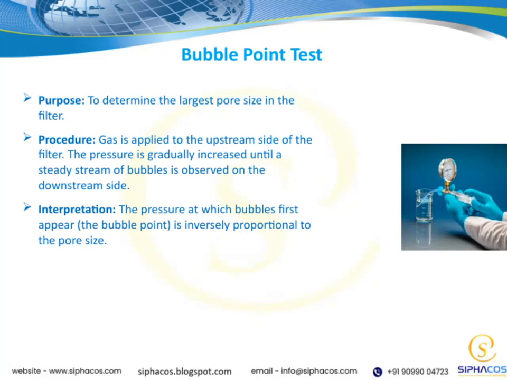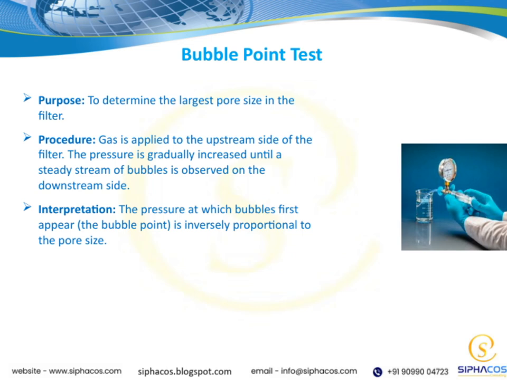Today, we're focusing on the purpose of the bubble point test, which is to determine the largest pore size in the filter. This is a critical step because knowing the maximum pore size helps us understand the filter's efficiency and reliability. Next, let's walk through the procedure. We apply gas to the upstream side of the filter, and then we gradually increase the pressure. As we do this, we watch carefully on the downstream side. When the pressure reaches a certain point, we'll observe a steady stream of bubbles emerging. That's what we call the bubble point.